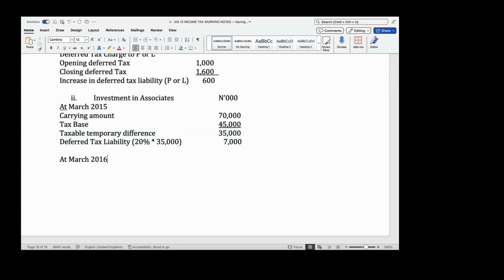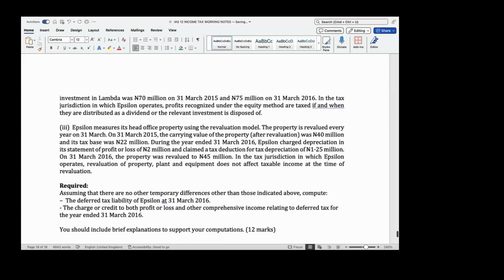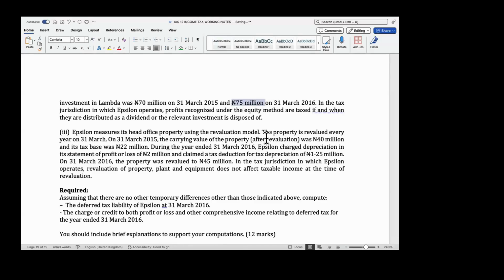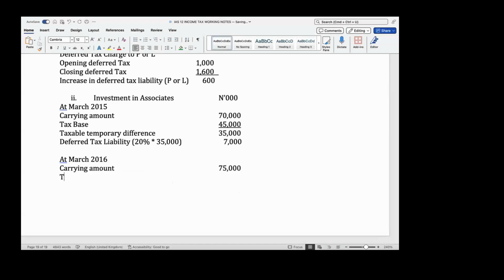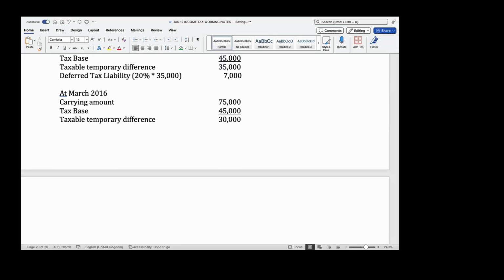So at March 2016, the carrying amount has now gone up to 75 million. The tax base will remain the cost, it does not change, because it's not taxable. The taxman will not allow it. So still, I'm having a taxable temporary difference of, what's the difference now? Of 30 million. Which will result in a deferred tax liability of 20% of 30 million, and that will give us 6,000.